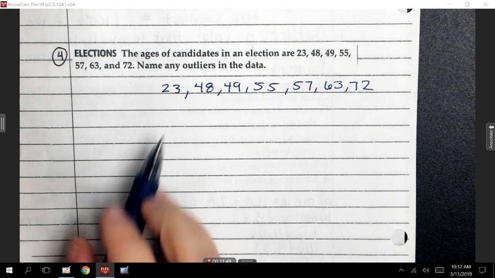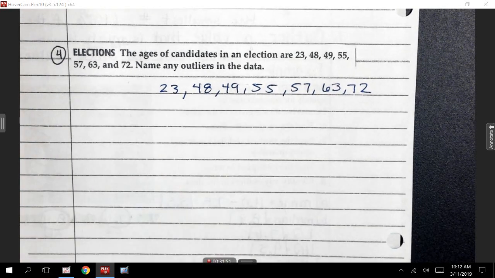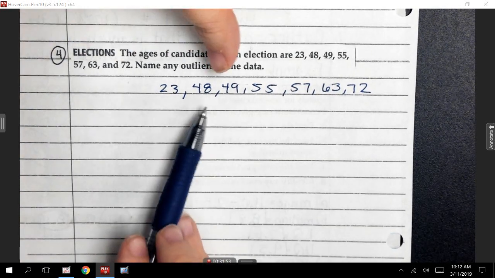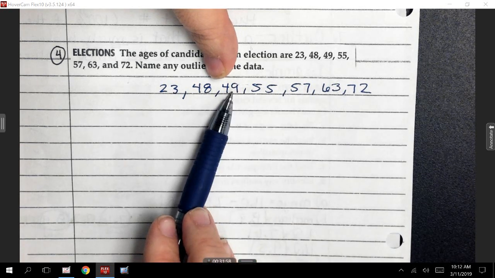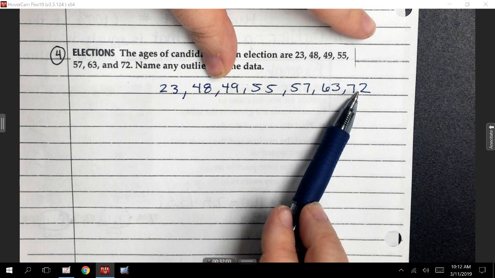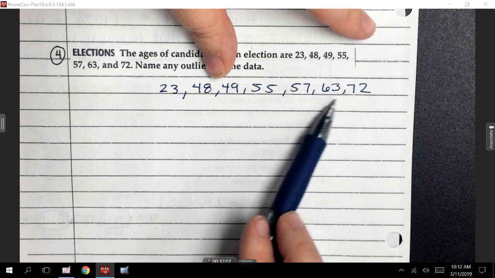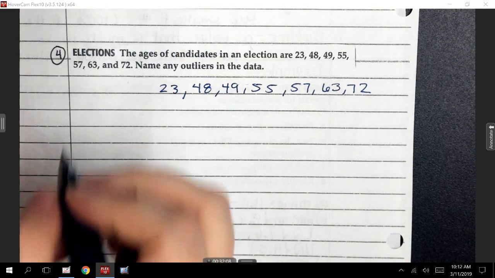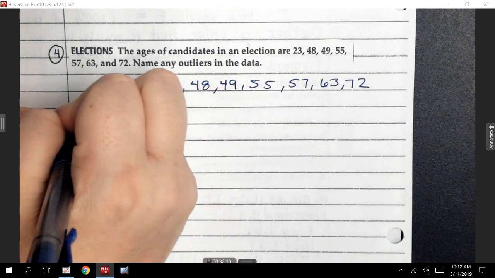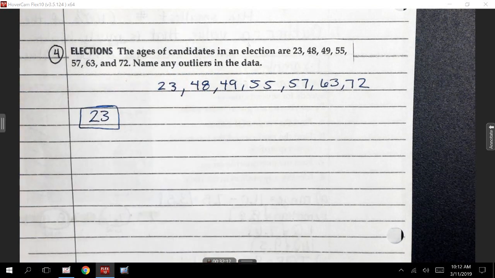23. Now in this case, like 23 and 48 are only like 20 apart, right? That doesn't seem like that big of a deal. But if I look at all my other ones, like 48 and 49, they're like 2 away from each other, right? 63 and 72, they're under 10 away from each other. This is like half away. So do y'all agree that that's a bigger distance? So yes, 23, we will count that as an outlier because that one is significantly away.